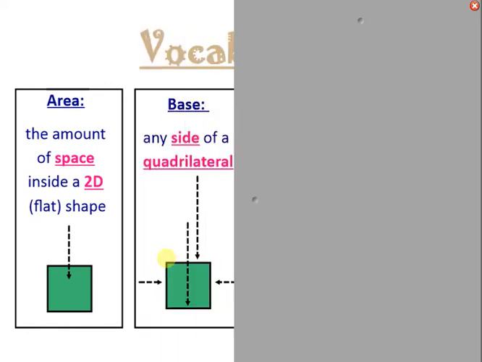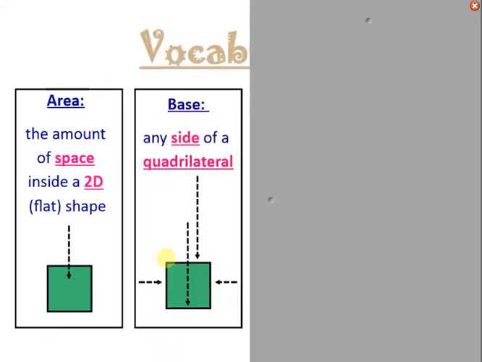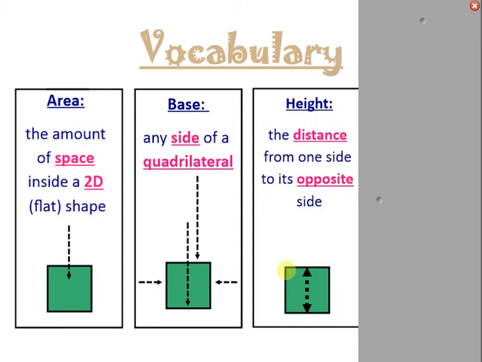Next, we're going to look at something called the base. The base is any side of a quadrilateral. It could be the top, it could be the bottom, it could be the right-hand side, or it could be the left-hand side. The next thing that we look at is the height. The height is the distance from one side to its opposite side. The most obvious way that we look at height is from top to bottom, but when a shape is flipped over on its side, the height could technically be from one side to the other, and so we need to definitely keep that in mind as well.